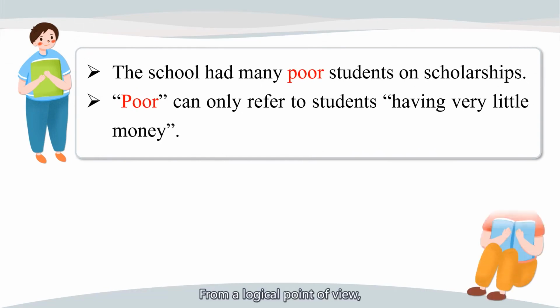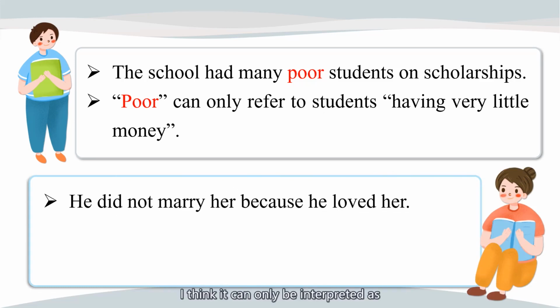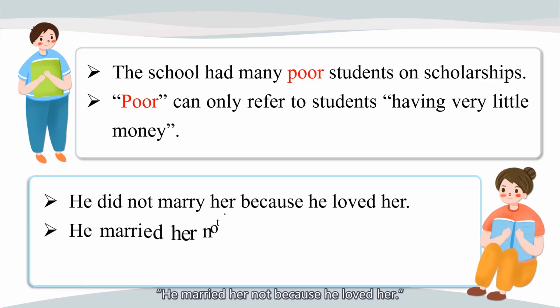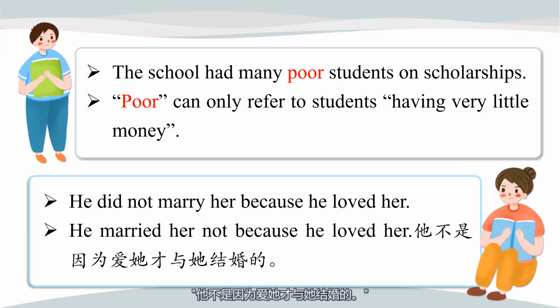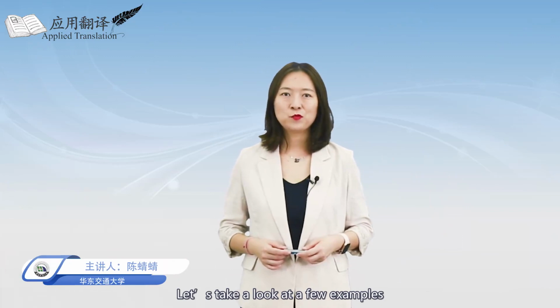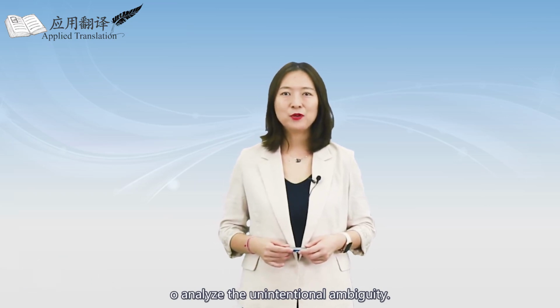From a logical point of view, he didn't marry her because he loved her. I think it can only be interpreted as he married her not because he loved her. 他不是因为爱她才与她结婚的。Let's take a look at a few more examples on how to use critical thinking to analyze the unintentional ambiguity. Example 1.